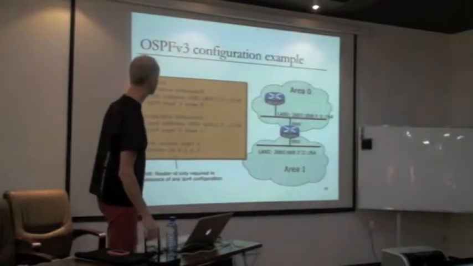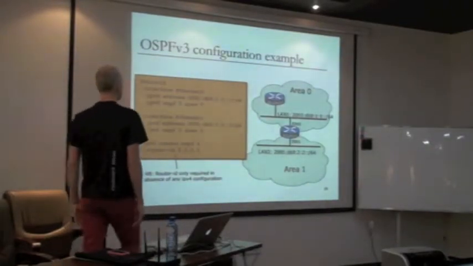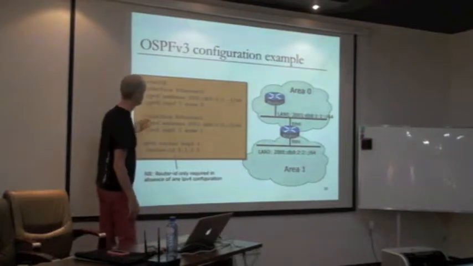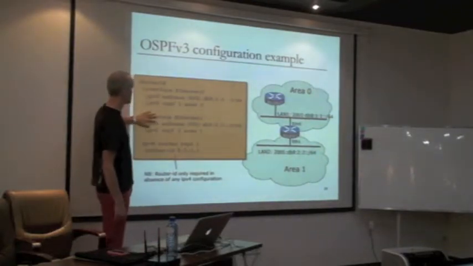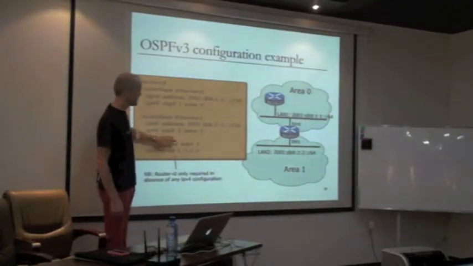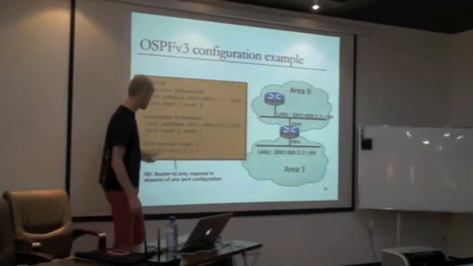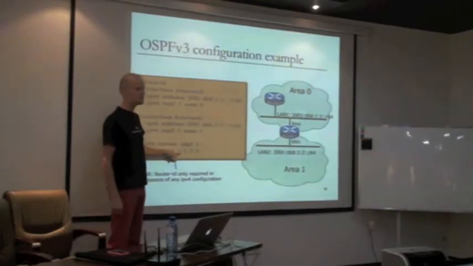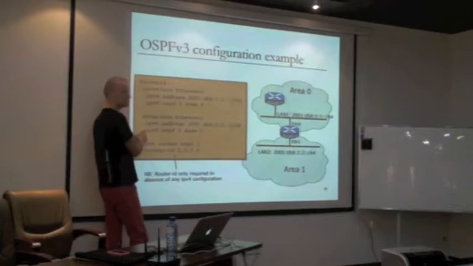So the configuration example could look something like this. This is from a v6-only network, with 2 interfaces on router 1. We configure IPv6 router OSPF, and we have to set the router ID because we're only running v6. Then we go to the interface. Remember, we run v6 on the link: IPv6 OSPF 1 area 1, IPv6 OSPF 1 area 0.